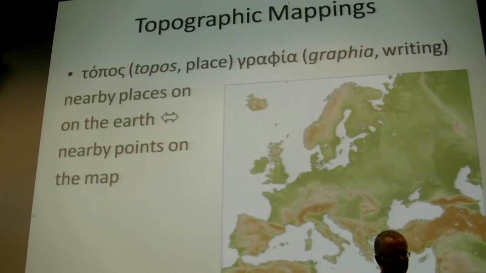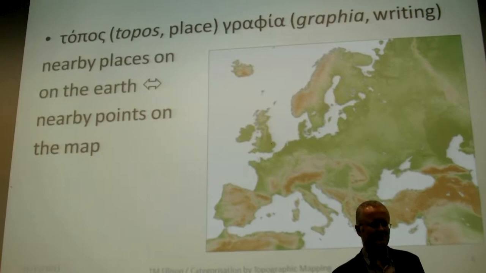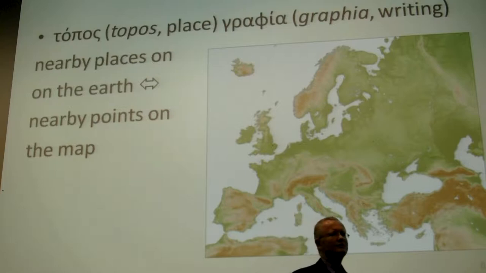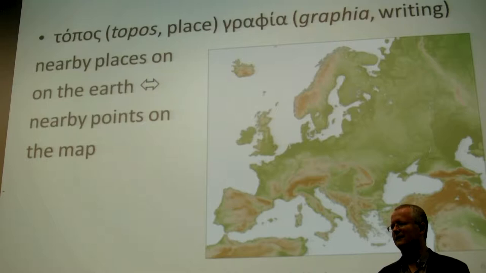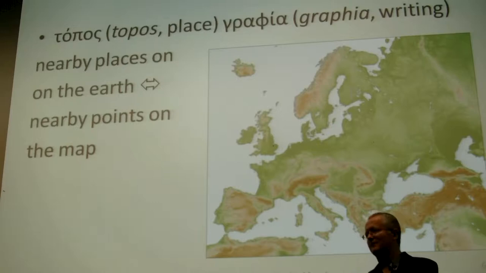So this term has been used for travel writing, but nowadays with the mapping word after it, we tend to think of it as a way of representing geographical detail on paper in such a way that nearby bits of your geographical detail correspond to nearby bits of the paper in their representation. And that's the key point.